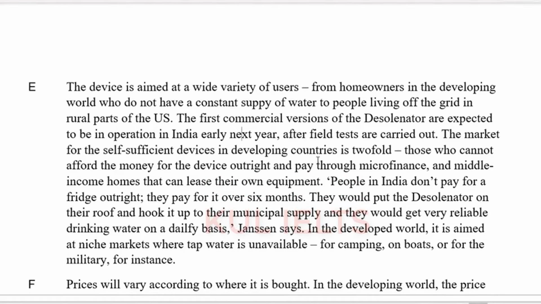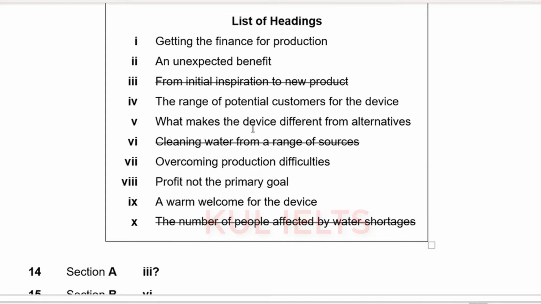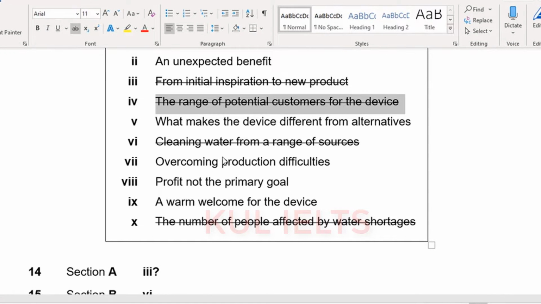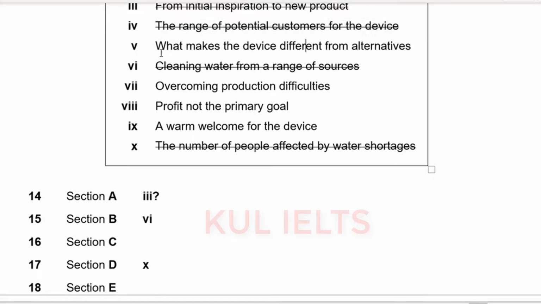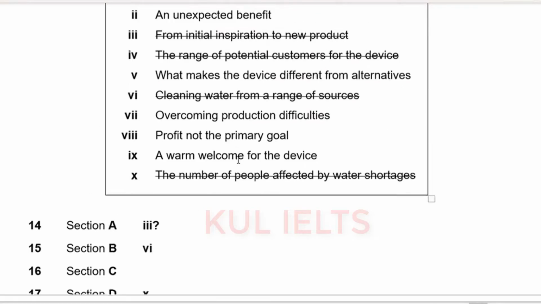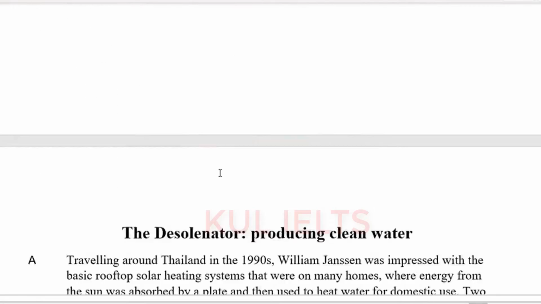You might want to skip or skim a little bit here. Those who cannot afford, people in India. So we're talking about all different types of users or customers. So I'm confident enough for that one, because what makes it different? Production difficulties, profit, warm welcome. I don't see anything else really. So yeah, once again, first sentence. So this is actually turning out into a very easy matching headings. Range of potential customers, wide variety of users was 4. 4, yes. Okay, and on we go.